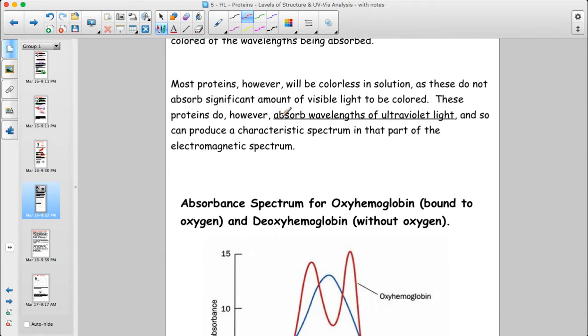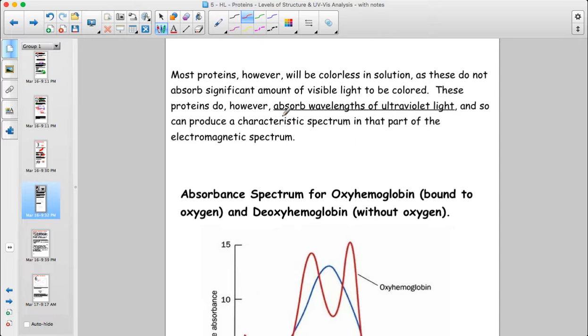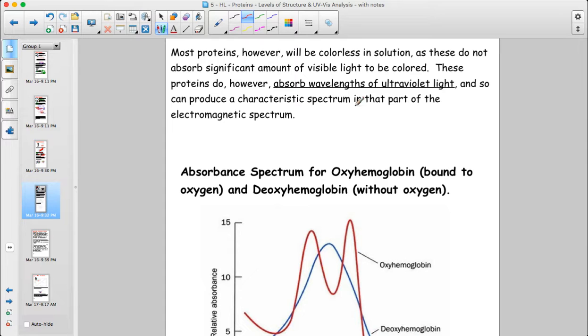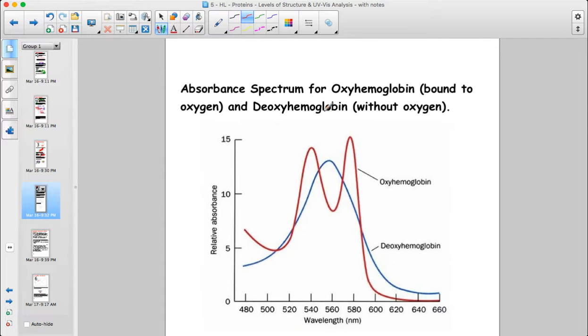But most proteins, the majority of proteins, are colorless because they don't have pigment molecules in them, and so they don't absorb visible light. So these proteins absorb ultraviolet light, and so they can produce a characteristic spectrum in the ultraviolet portion of the spectrum. Right here, I just thought it'd be interesting to look at the two different spectrums of blood with and without oxygen.